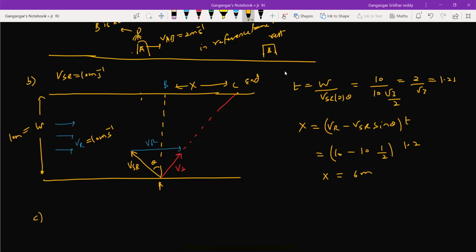Let's take the third situation. Just see once, I'll go for the third situation. In the third situation, VSR will be 20 meter per second.